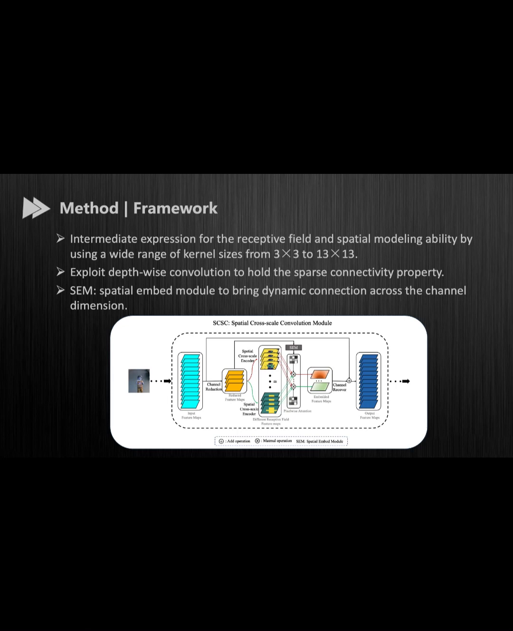Furthermore, we design an efficient spatial embed module to aggregate the different spatial representation features, which can capably integrate different levels of information. As a result, in our proposed SCSC, we can acquire different receptive fields in one layer, share weight in both spatial-wise and channel-wise, exploit depth-wise convolution to hold the sparse connectivity property, and apply the spatial embed module to bring dynamic connection across the channel dimension.